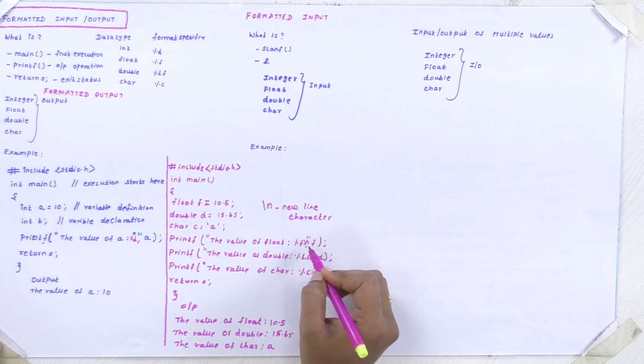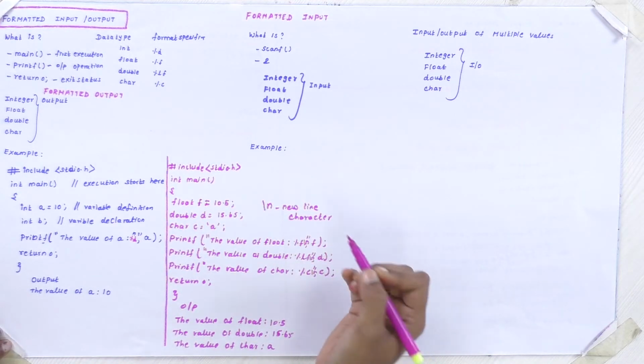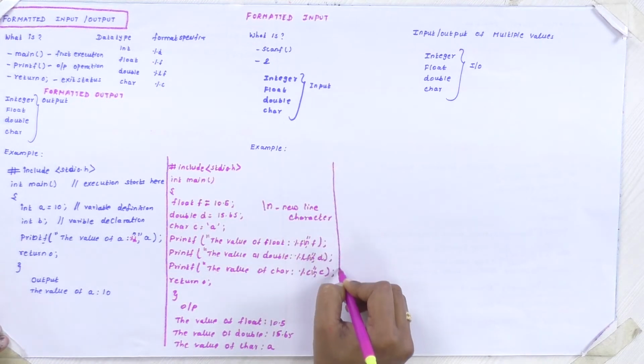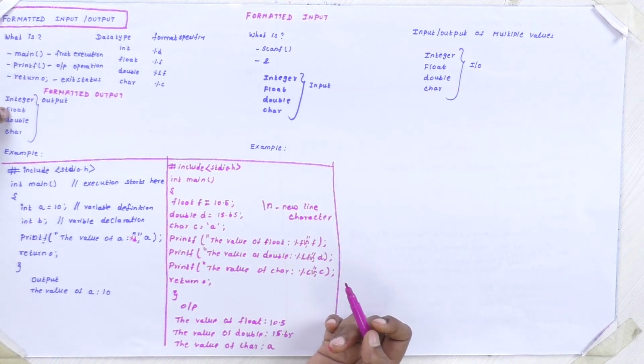So when you see the \n, it will go to the next statement. So this is the example for formatted output using integer, float, double, character. Next we are going to see about formatted input.